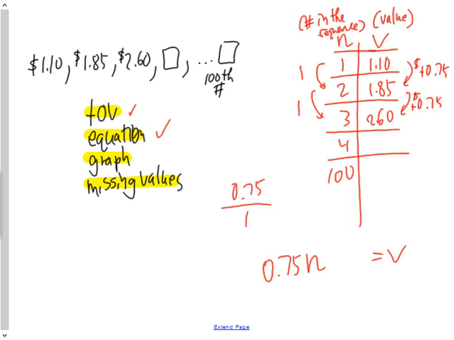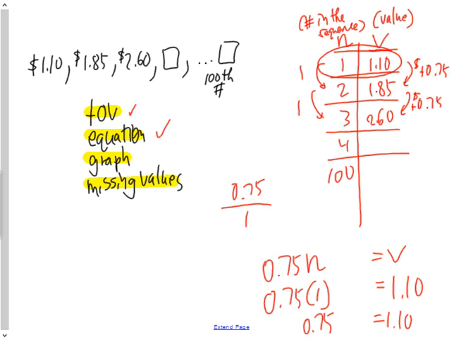So is there a constant? Well, let's take a look at this first ordered pair, 1 and 1.10. So 0.75 multiplied by 1 is going to equal the value of $1.10. Now, since we know 75 cents does not equal $1.10, there has to be a constant. And in this case, that constant is going to be adding 0.35. Plus 0.35. And now we have determined what the equation is that shows the relationship in this pattern.